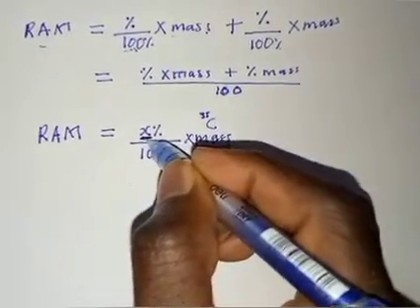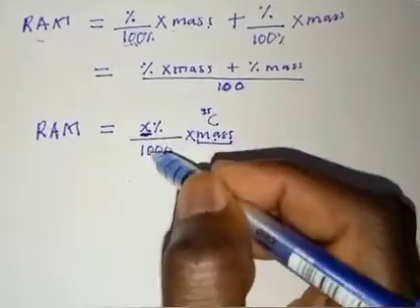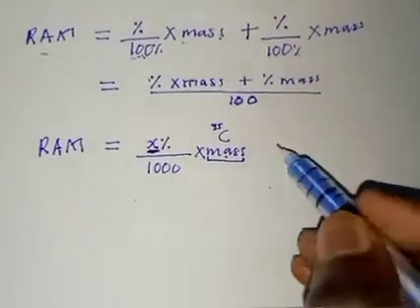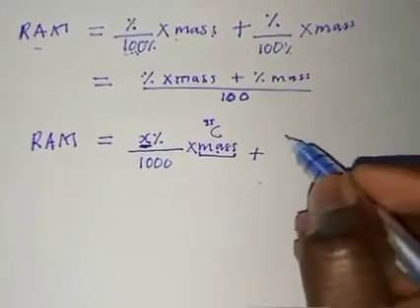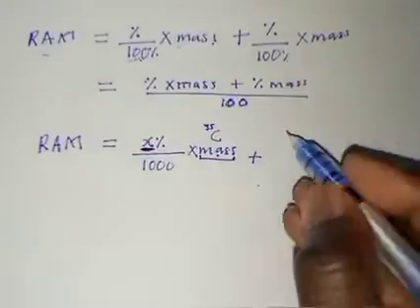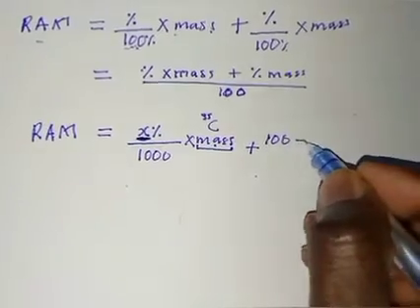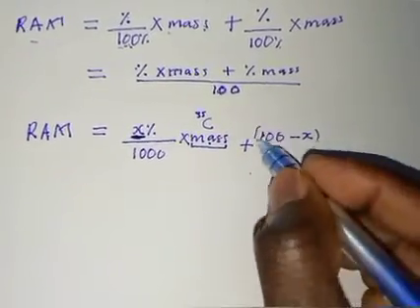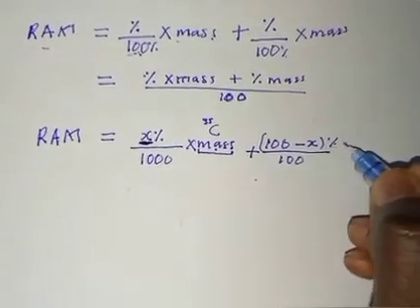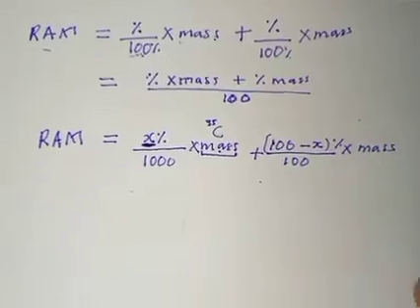But here you want to find what? You want to find the percentage of chlorine as an atom. Then you have to add again plus. Since we have found the percentage of the first isotope, for the second one, it has to be out of 100, so I'll say 100 minus x as the percentage, divided by 100. You multiply this by the mass of that given isotope.